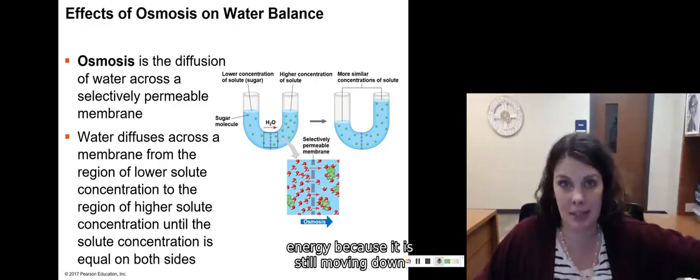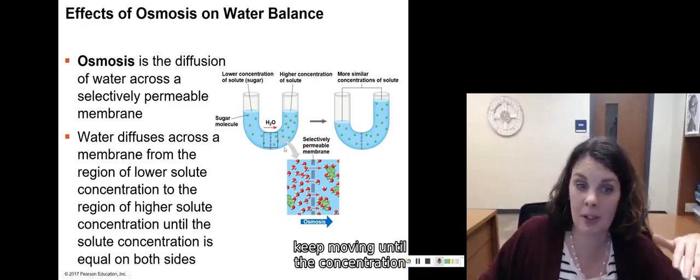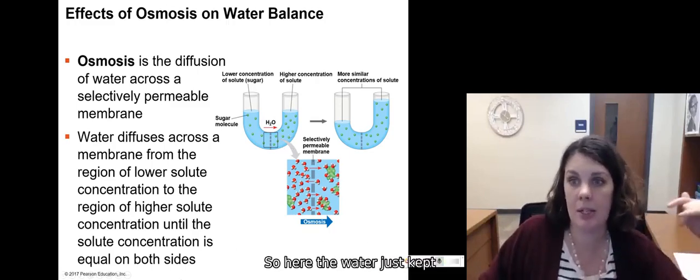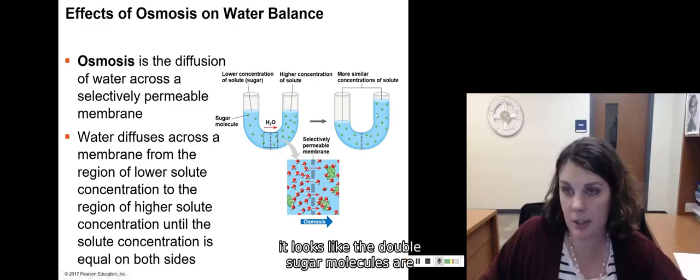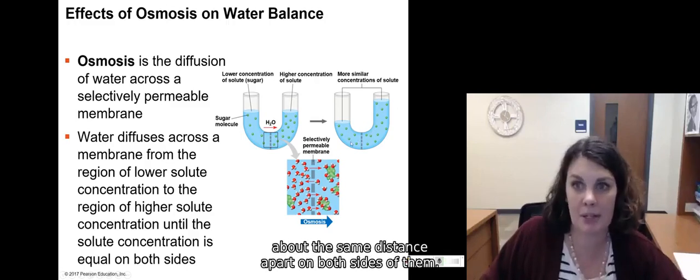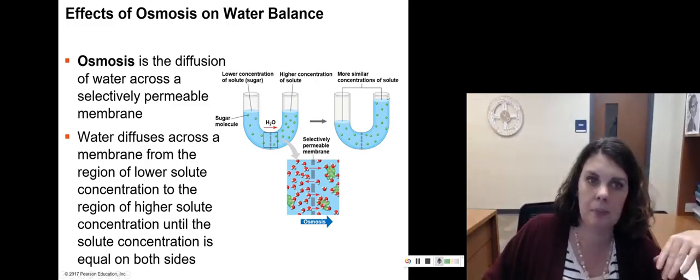So this does not take energy because it is still moving down the water concentration. And it'll keep moving until the concentration is equal on both sides. So here the water just kept moving and moving until at this point, it looks like the little sugar molecules are about the same distance apart on both sides of them. You've got about an equal concentration.